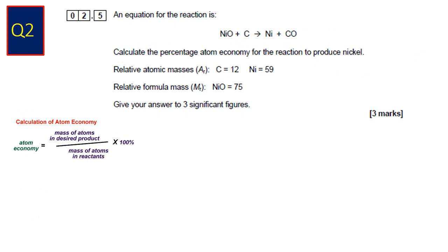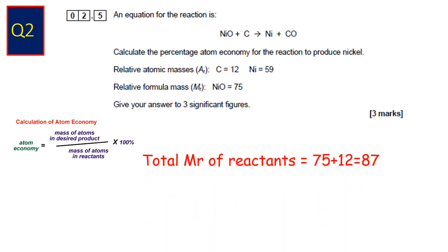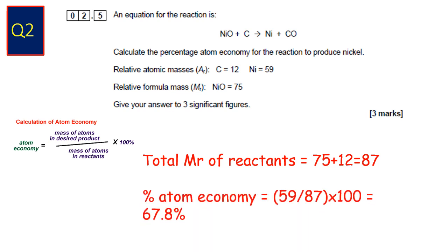So here is a bit of C3. We're asked to calculate the percentage atom economy for the reaction to produce nickel, and we're given some information about the atomic masses and their relative formula masses. And significantly, they want us to give our answer in 3 significant figures. So this is an equation you need to know and be comfortable using. So the first step is to calculate the Mr of the reactants, and then we can plug all the numbers in. So that gives us 59 divided by 87, times that all by 100, and that gives us, to 3 significant figures, 67.8%.